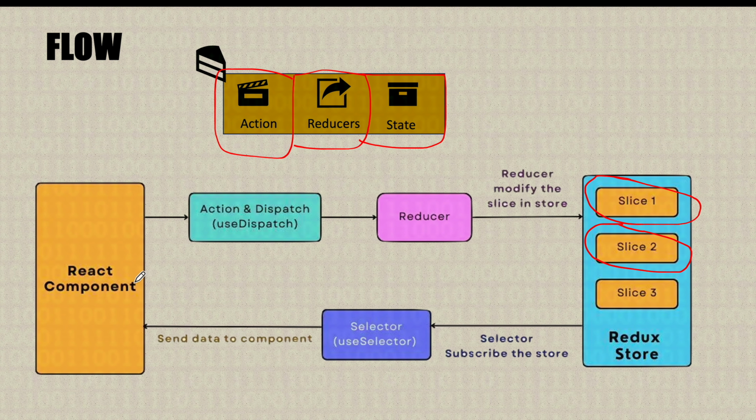There is a React component. You do a dispatch, an action dispatch. The reducer comes into the picture, and the reducer modifies the store. It modifies a slice in the store, which means it modifies the application's state in the store. Then you would have some subscription, and the subscription could be from a selector, a useSelector, and whatever state has been updated is sent to the component, and the React component would react accordingly. It will update the DOM as per the state changes. So this is the flow.